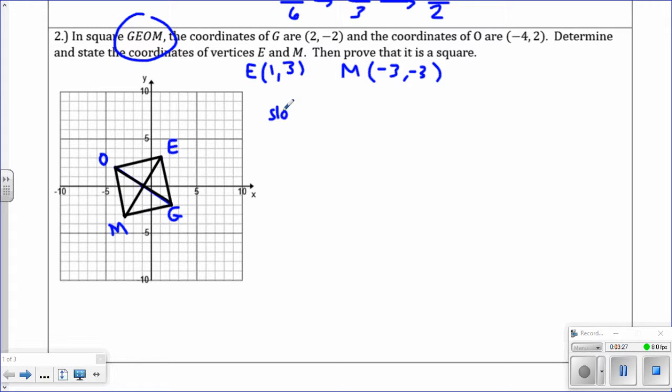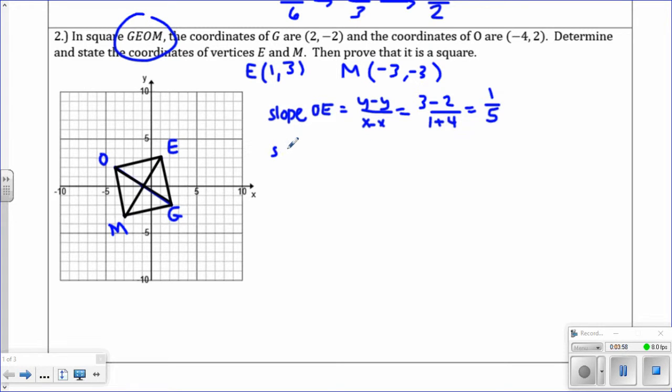Okay, so we have to find the slope of all 4 sides. All 4 sides. So OE is what I'll start with. So what do we have here? y minus y over x minus x, right? I'll put the formula once. Okay, so we have 3 minus 2, and then I'm going to go back to the point I used before. So 1 minus a -4, so really plus. So we get 1 over 5. So that's the slope of OE.